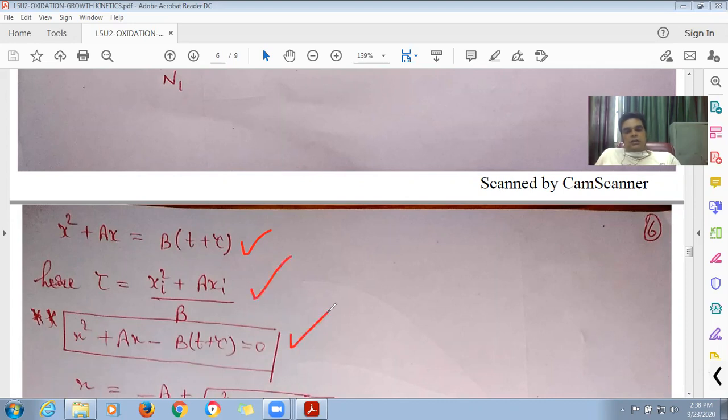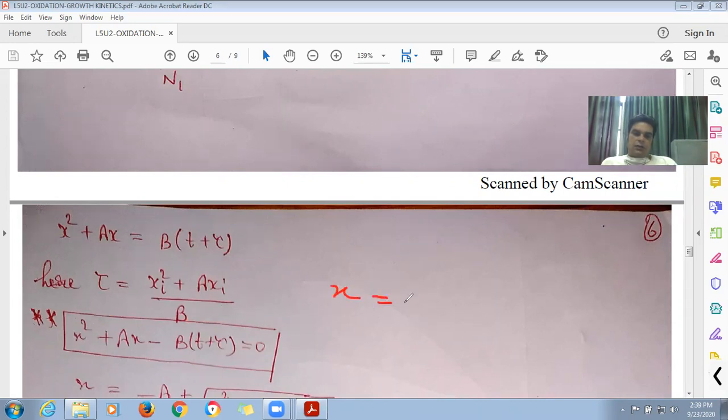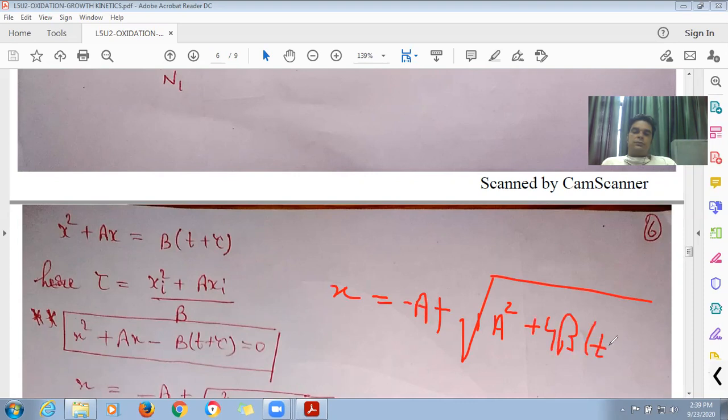So this is the equation that the Deal and Grove model found. This equation basically relates the thickness of oxide with time. So how is this done? We need to calculate this. By using Sridharacharya rule, I can find the value. That will be minus a plus under root, that is a square plus 4b, that is t plus tau.